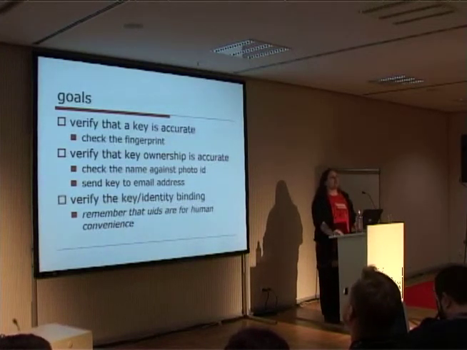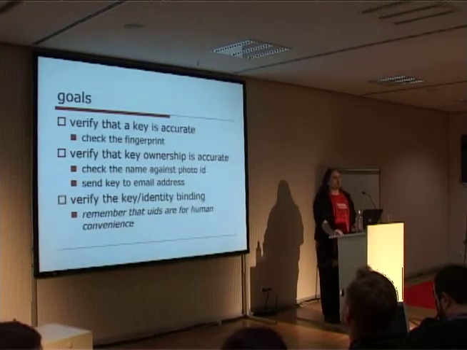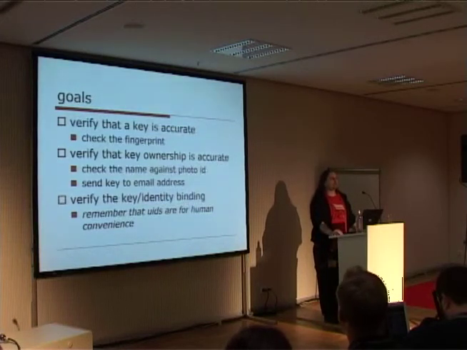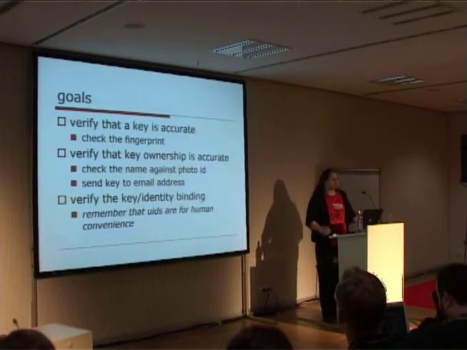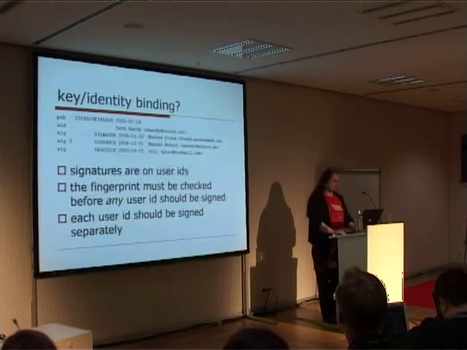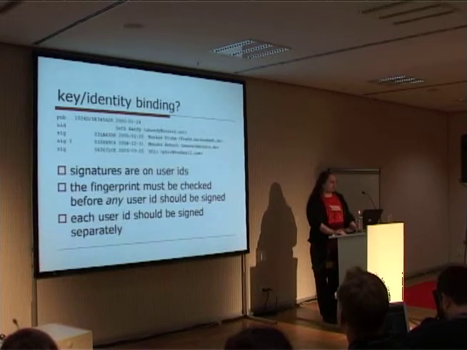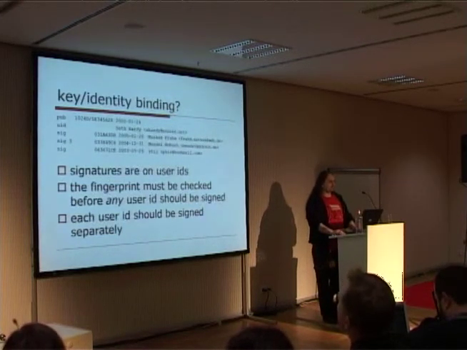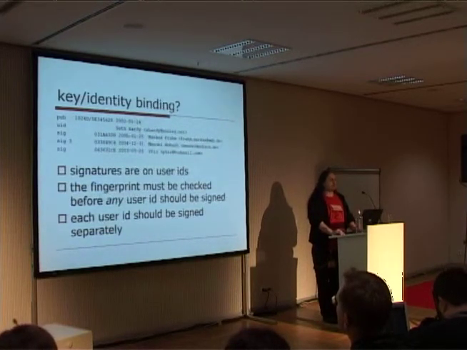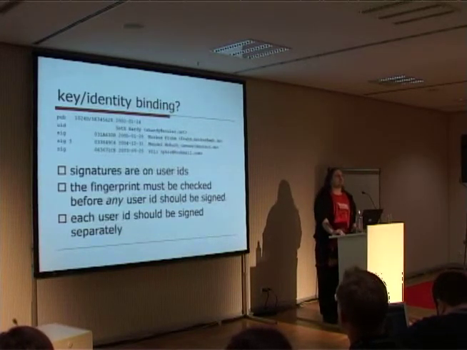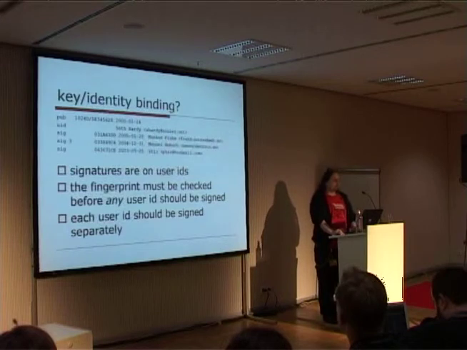And when you sign a key, you're actually stating not only is the key good, but I believe the key belongs to the person I believe it belongs to. And that's the most important part in building the web of trust. And as for that key identity binding, again, signatures are on user IDs. You always have to check the fingerprint because there's no way around it. It's just something that always needs to happen, whether you sign one user ID or you sign all of them. You need to check the fingerprint before you do it.